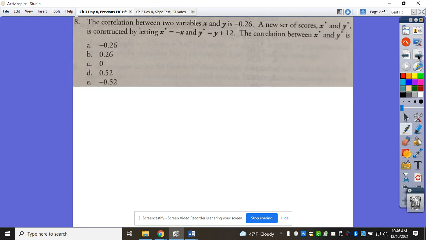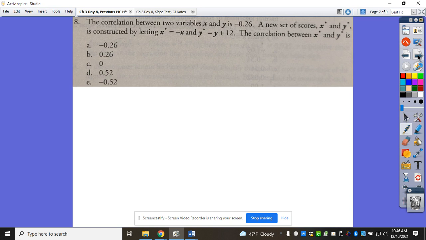Correlation between two variables. I heard a lot of good conversations about this yesterday. And you guys did very well working through this in both my classes, but I want to talk about a different way to look at this too. A new set of scores. So we've got two variables, x and y, and the correlation is negative 0.26. And then we're going to adjust them, and we're going to make our x now be negative, and we're going to adjust our y's to be y plus 12.